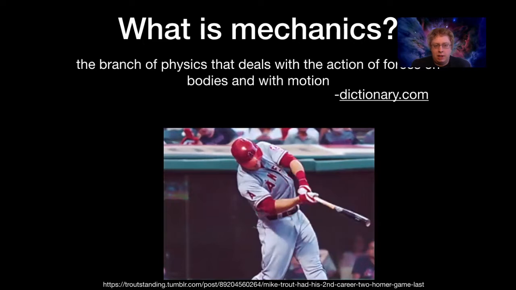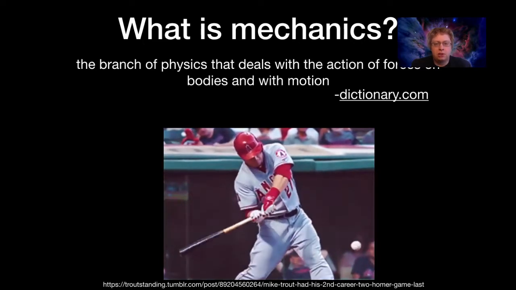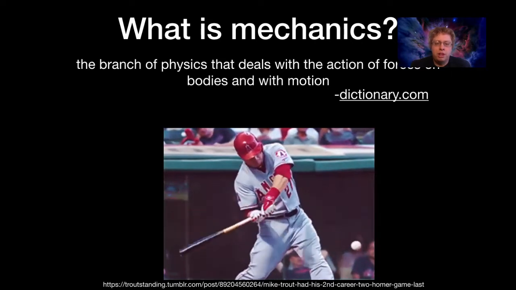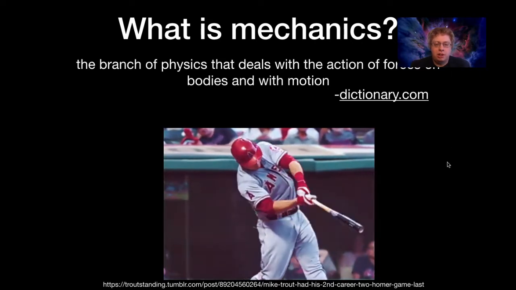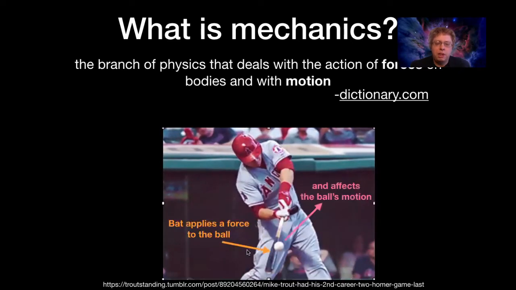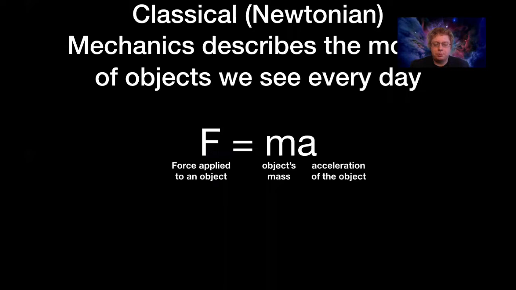The dictionary defines mechanics as the branch of physics that deals with the action of forces on bodies and with motion. So the idea here is that if you have a body, such as this baseball, and you apply a force to it with a bat, that will affect the motion of the ball. And knowing what the force is and knowing the characteristics of the ball, we can predict how that ball is going to move in the future.